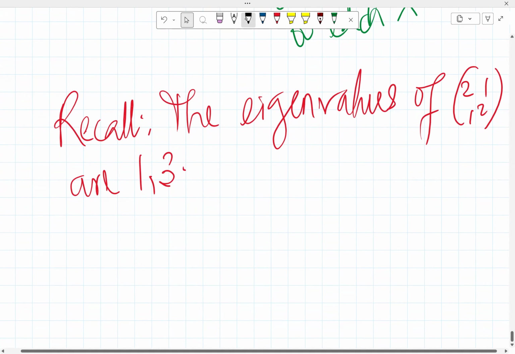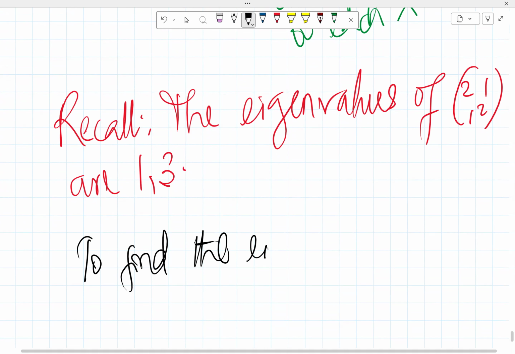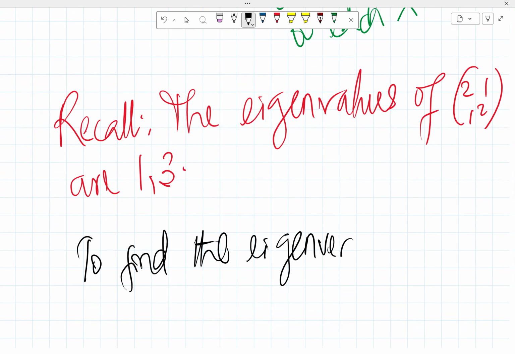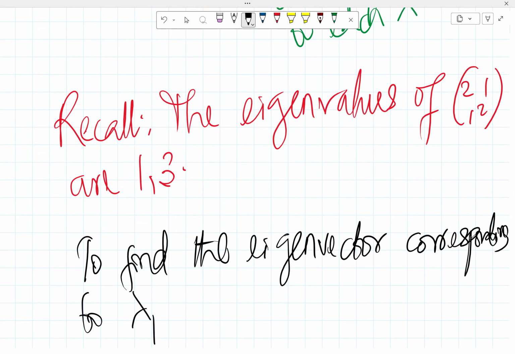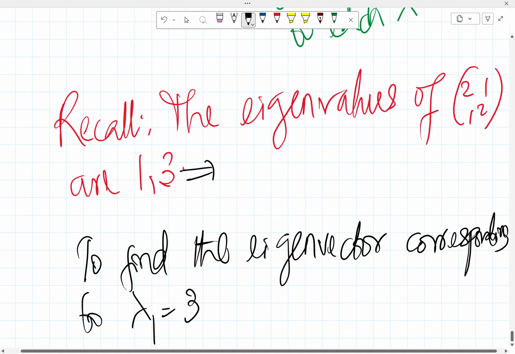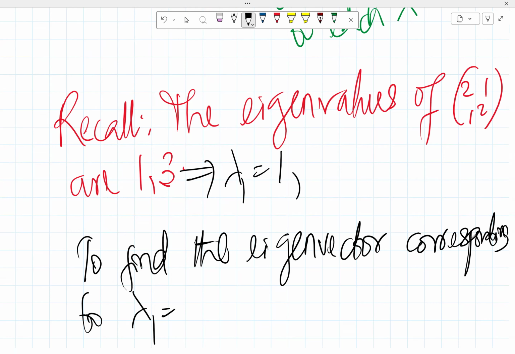So we then go to find the eigenvector corresponding to lambda 1, which is equal to 3. So this simply implies that lambda 1 is 1, sorry. You can use any order, it doesn't matter. And lambda 2 is 3. So let me take lambda 1 to be 1, okay?